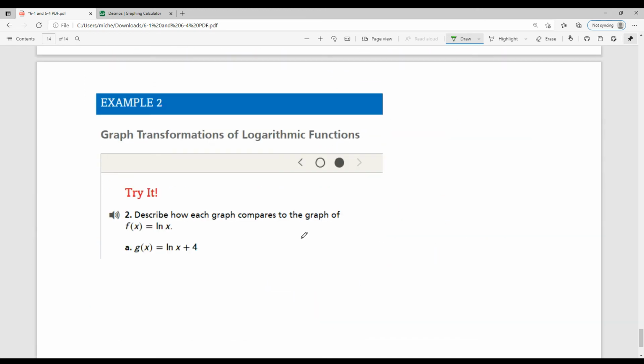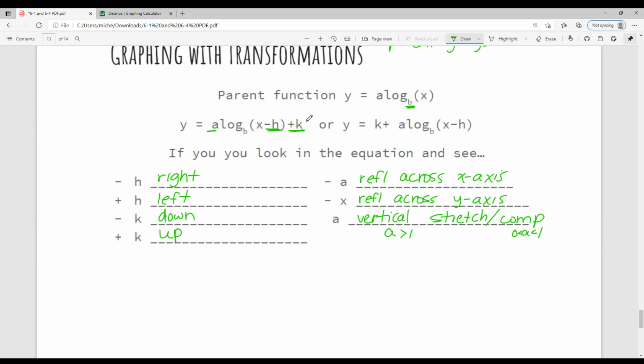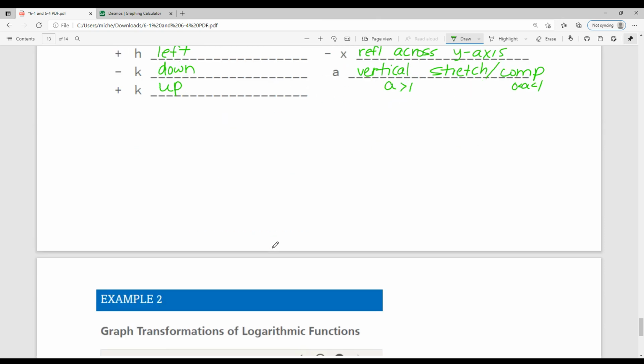So you'll have some that look like this. Example 2, describe how it would compare to the natural log of x. Remember, if I have f of x equals natural log of x, that base is e. So this is my parent function. So the question is, how does this compare to the parent function? And I see that there's a plus 4. Scroll back up. Notice the plus 4 is not inside parentheses, so that means it would be the k part. Sometimes that k is at the end, sometimes the k is at the beginning.